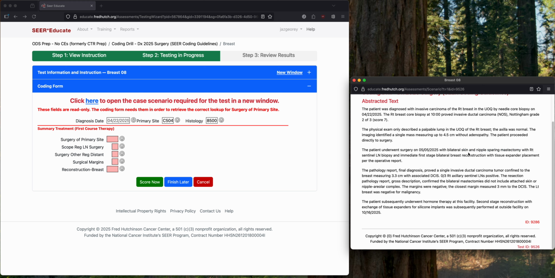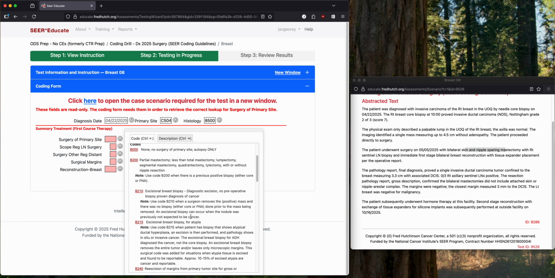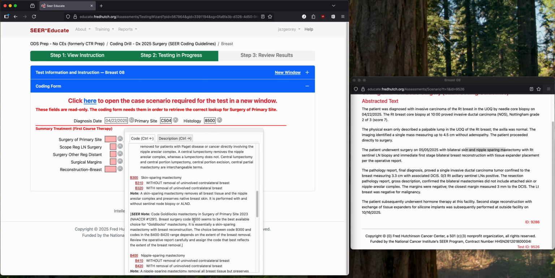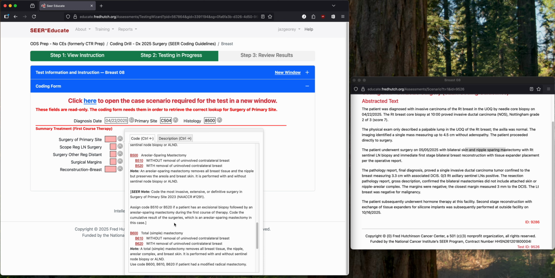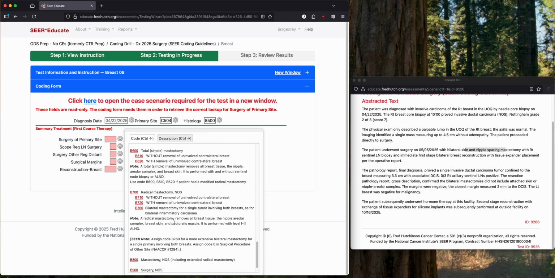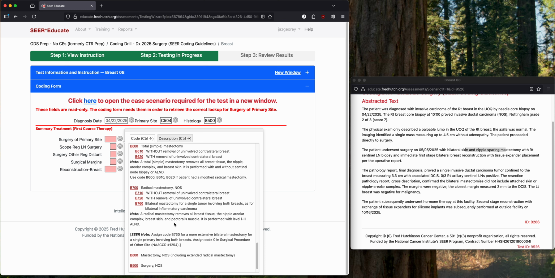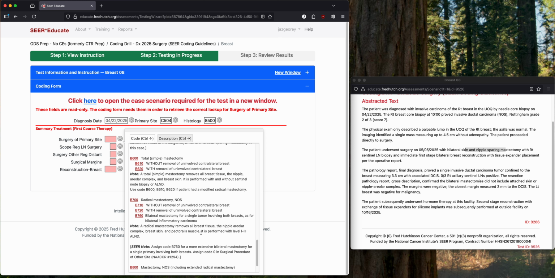So, bilateral skin and nipple sparing mastectomy. Let's go over there. Skin mastectomy, skin and nipple sparing. Isn't there one where it's skin and nipple? Okay, no, not these.